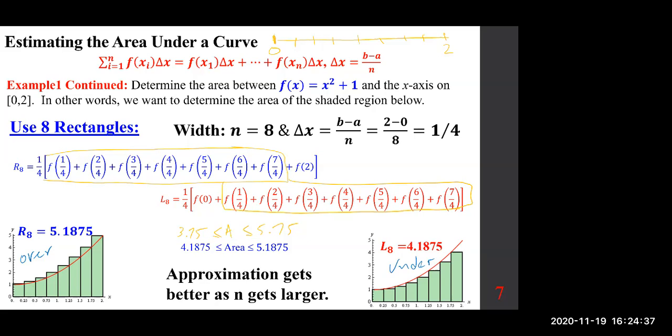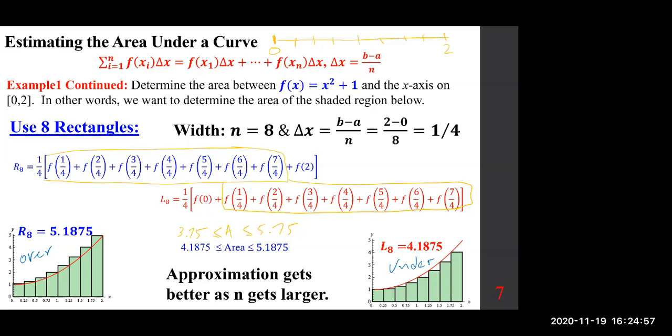And how do you know that? Really, the graph tells you. For example, because this is increasing the right endpoints the way it has it, and it's concave up, increasing and concave up will overestimate with the right endpoints, underestimate with left endpoints.